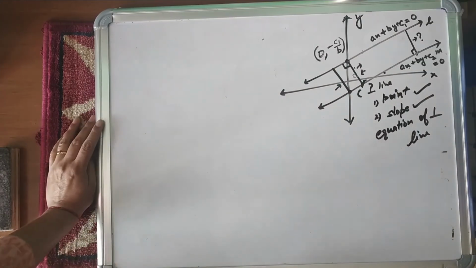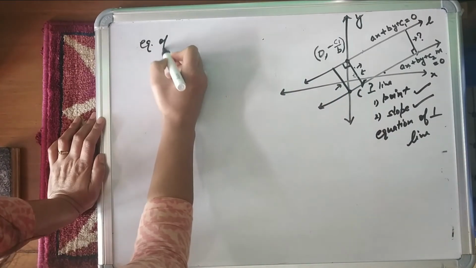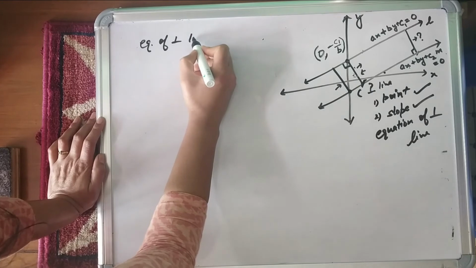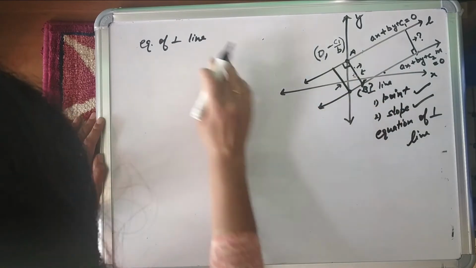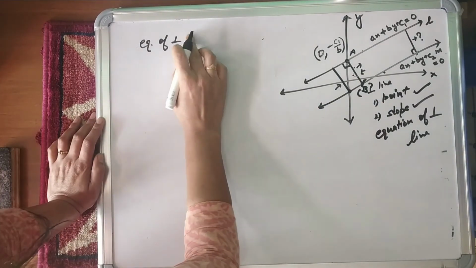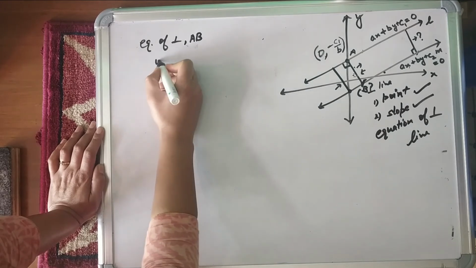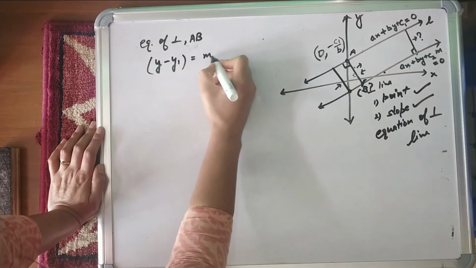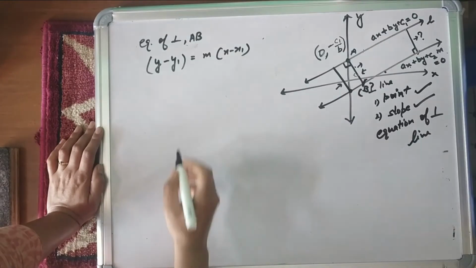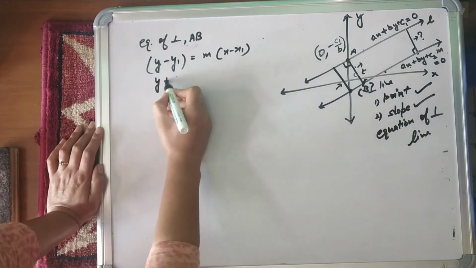Let's do it quickly. First, let's find the equation of this perpendicular line, or I may call it AB. So the equation of perpendicular AB, for that I need a slope. You know the point-slope form for any line is this. So the y coordinate is minus C1 over B, so this will become this.